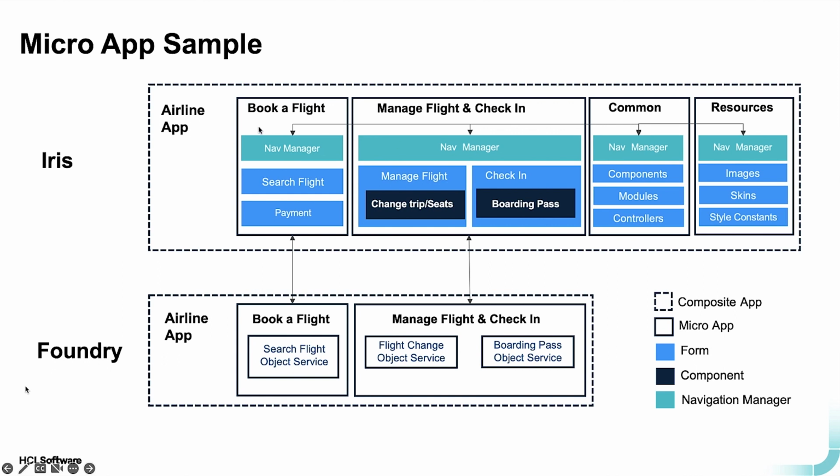In fact, you can even check book a flight into a separate Git repository, and manage flight into a separate Git repository, and combine them only from the point of view of building the final app that is deployed to the end user. And here we are also talking about how a micro app can reuse forms and components like the change trip seats and boarding pass we have shown here.